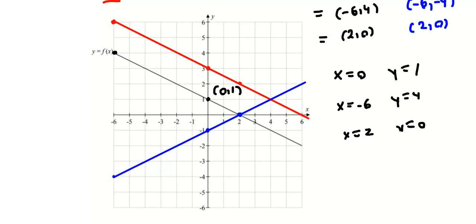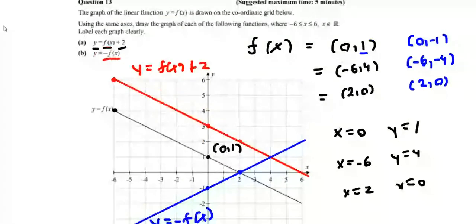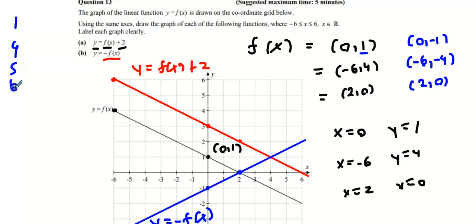So the first one, the red line, is y equals f of x plus 2. Basically means change your output by 2. And then in this one here, it's y equals minus f of x. This means change your output to being negative. Alright guys, and I think that is us for this one. So it's 1, 4, 5, 6, 7, 8, 9, 10, 11, 12 and 13.